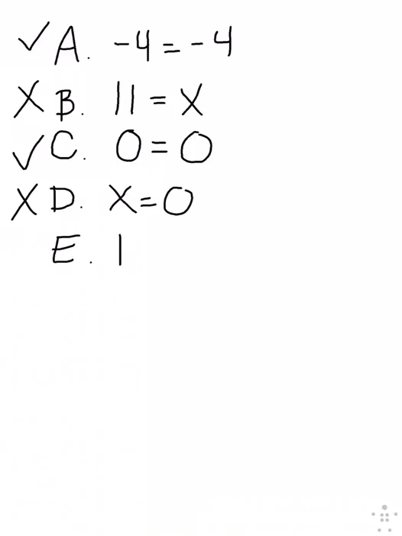Letter E, 1 equals negative 1. Even though the numbers are the same, the signs are not. They do not match completely. 1 and negative 1 are not the same, and so E is not a correct answer. And the last one, x equals x. They are the same. They match on both sides, and so F is a correct answer.